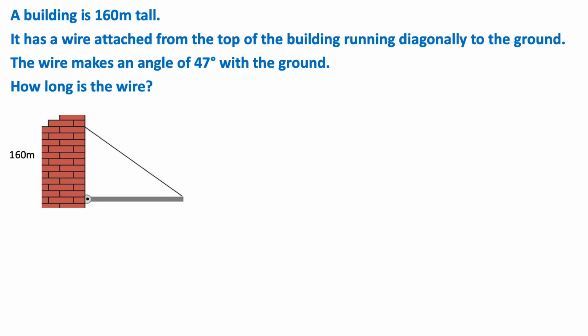47 degrees needs to go somewhere. You need to put that where the wire touches the ground. Well, that should be just here. And the last question is asking us, how long is the wire? Put an X where you think that needs to go. How long is the wire? It belongs there. That's the wire.